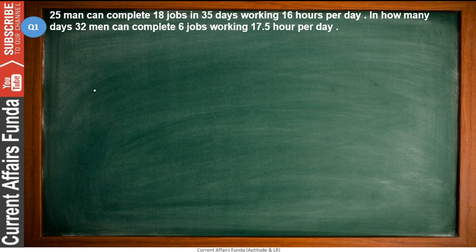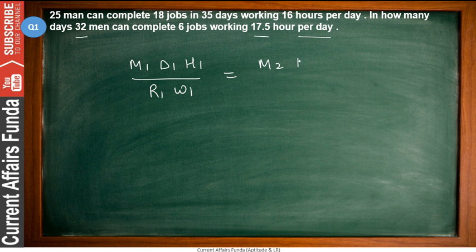The first question is: 25 men can complete 18 jobs in 35 days working 16 hours per day. In how many days can 32 men complete 6 jobs working 17.5 hours per day? You should apply the same formula that I told you previously: M1 D1 H1 divided by R1 W1 equals M2 D2 H2 divided by R2 W2.